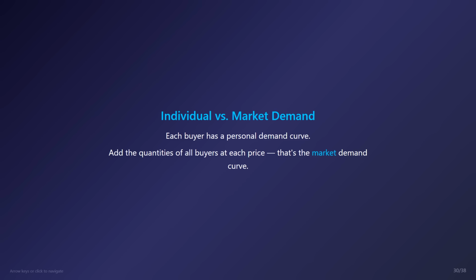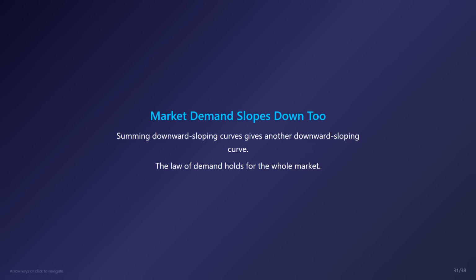One more distinction before we finish. Each individual buyer has their own personal demand curve. If we add up the quantities that all buyers want at each price, we get the market demand curve. And the market demand curve slopes downward too. Summing up many downward-sloping individual curves simply gives another, larger downward-sloping curve. So the law of demand holds for the entire market, not just one person.